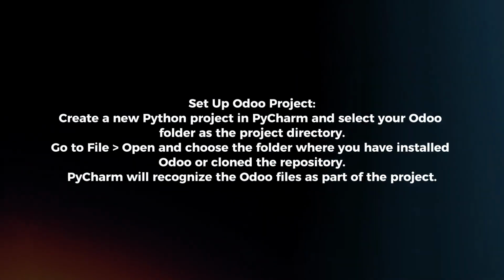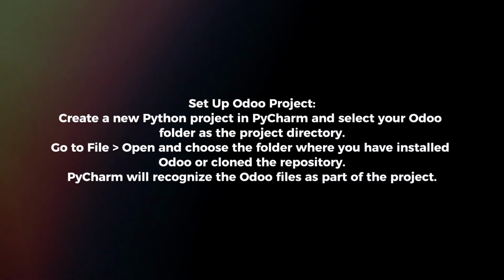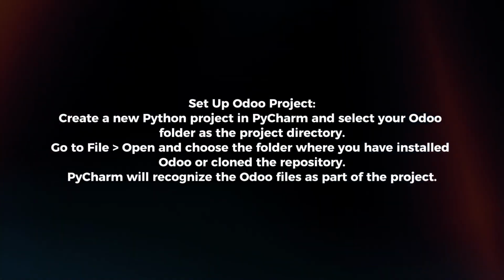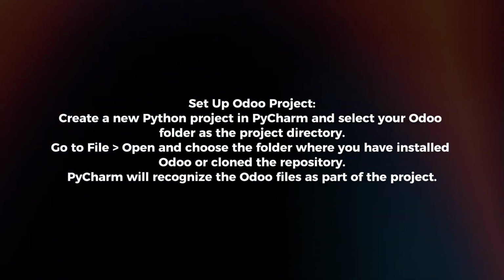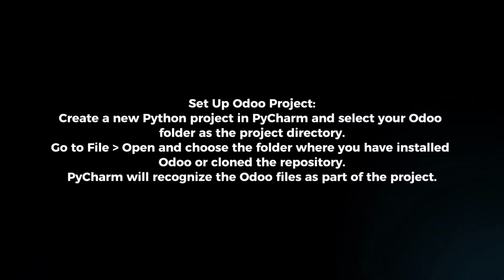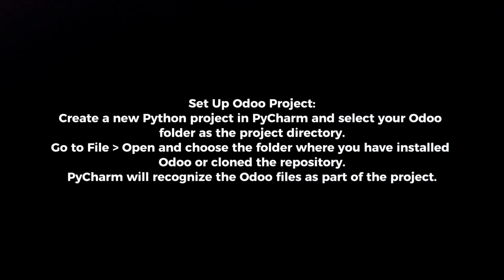Set up Odoo project. Create a new Python project in PyCharm and select your Odoo folder as the project directory. Go to File, Open and choose the folder where you have installed Odoo or cloned the repository. PyCharm will recognize the Odoo files as part of the project.